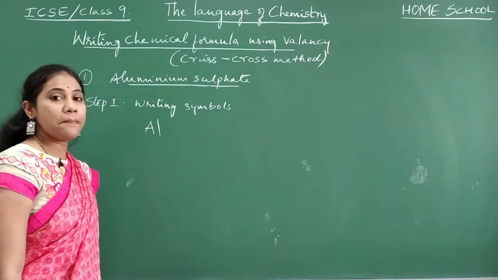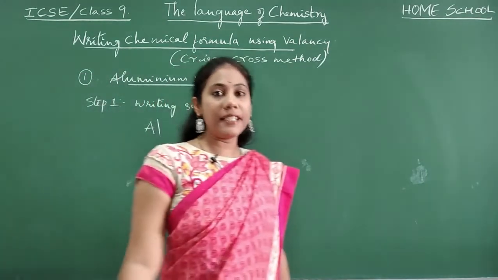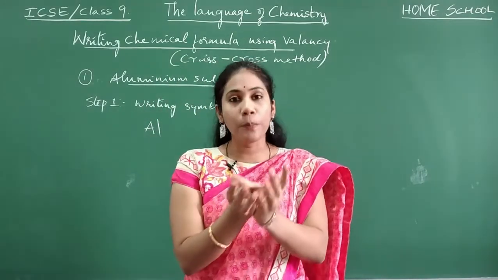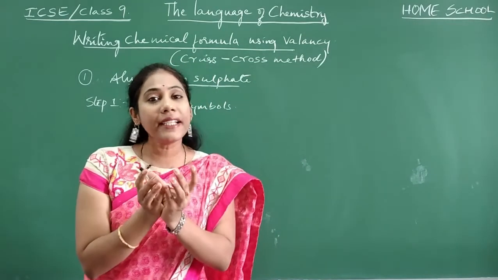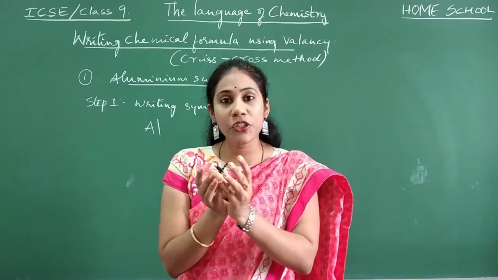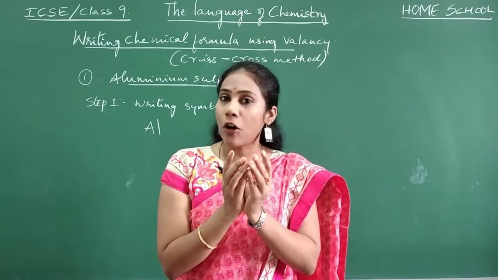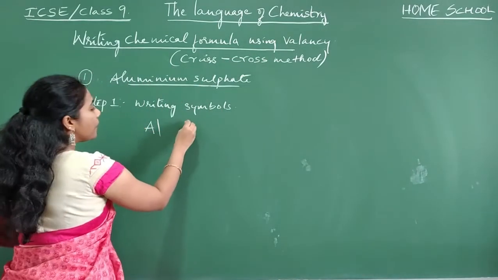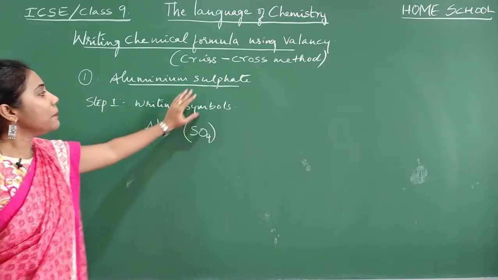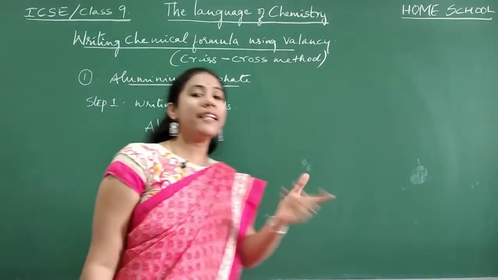Next you have to write a symbol for sulfate. Sulfate is not an element present in the periodic table, isn't it? Sulfate is one particular group. What do we call it? We call it a polyatomic group. Sulfur and oxygen combined to form a group, so we call it a polyatomic group. So what is the symbol for the polyatomic group? SO4. And whenever a polyatomic group is there, you indicate it in a bracket to avoid the confusion.